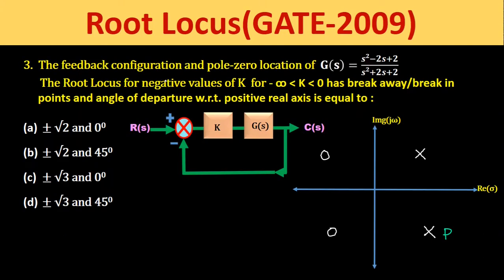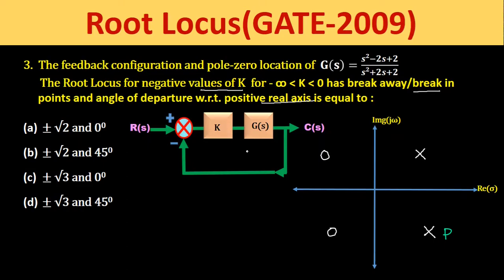So the question is: the feedback configuration and pole-zero location of G(s) is given, where G(s) = (s² - 2s + 2)/(s² + 2s + 2). The root locus for negative values of K, from minus infinity to 0, has breakaway points, and the angle of departure with respect to the positive real axis is equal to what? So in this question we have to determine the breakaway points and the angle of departure with respect to the positive real axis, and here we are given 4 options.